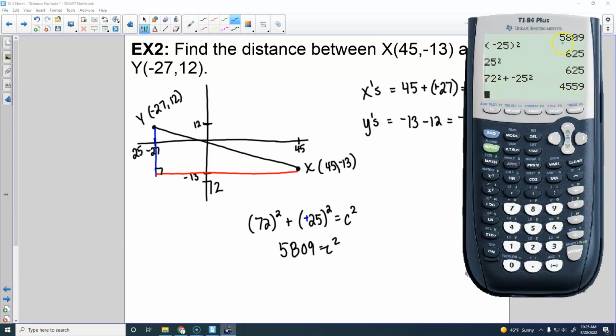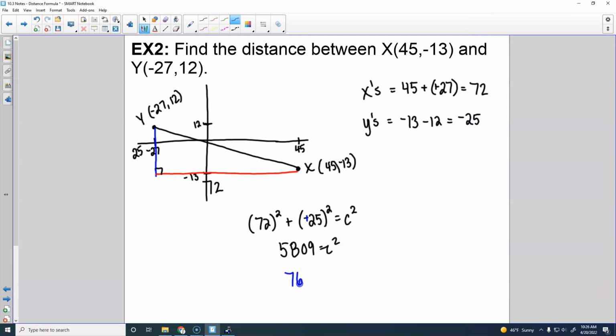And so we got that 5,809. We're going to square root 5,809. Oops. And we get 76.217 for our c.